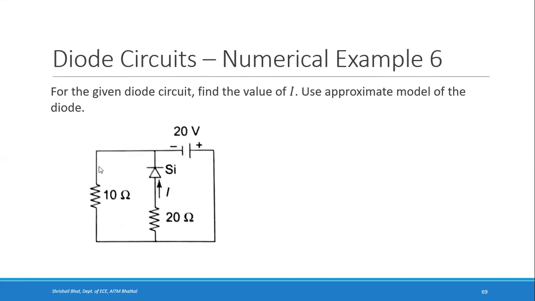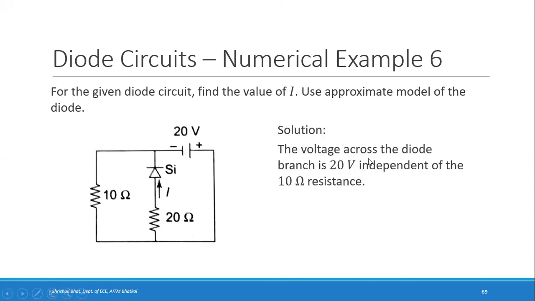So regardless of this 10 ohm resistance, across this particular branch the voltage is 20 volts. The voltage across the diode branch is 20 volts, independent of that 10 ohm resistance. Across this also it will be 20 volts, across this also it will be 20 volts, because they are in parallel.